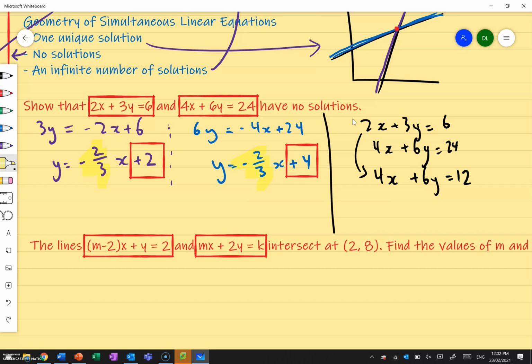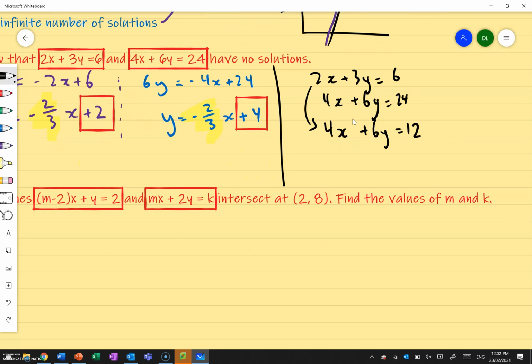But if you wanted to continue, you would eventually get, and let's assume that we just replace that and write that there, whatever it is, and we get 24 equals 12. If you're solving this, you won't actually get something telling you no solutions. You just end up with a value that makes no sense. 24 does not equal 12, obviously, and therefore it has no solutions. Does that make sense? Algebraically, that's what you're going to end up with.